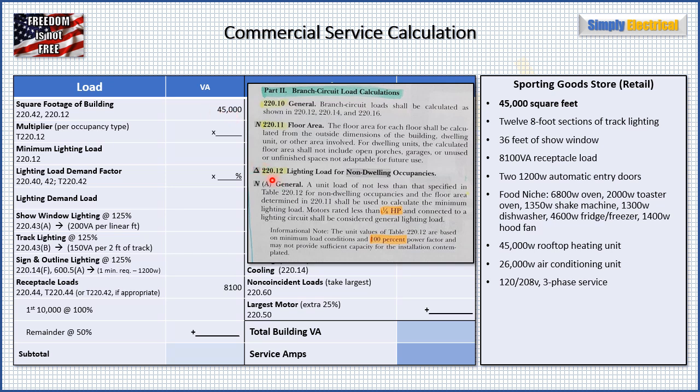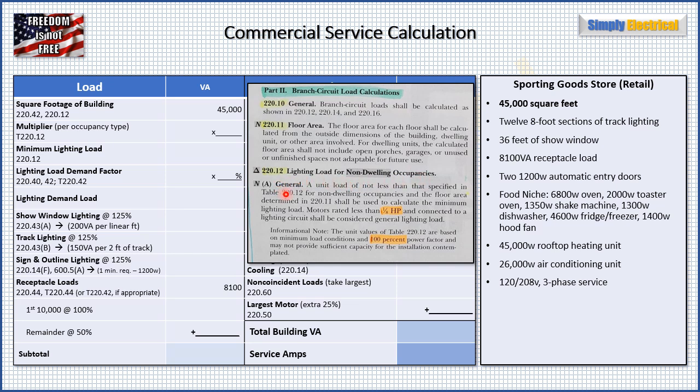Next, 220.12 says lighting load for non-dwelling occupancies. So that's a little change from the 2017 code. And I'll talk about this a little bit when we get to the table, but they split up the dwelling occupancies and pulled them out of the table. And so now they've relabeled this just non-dwelling occupancies only.